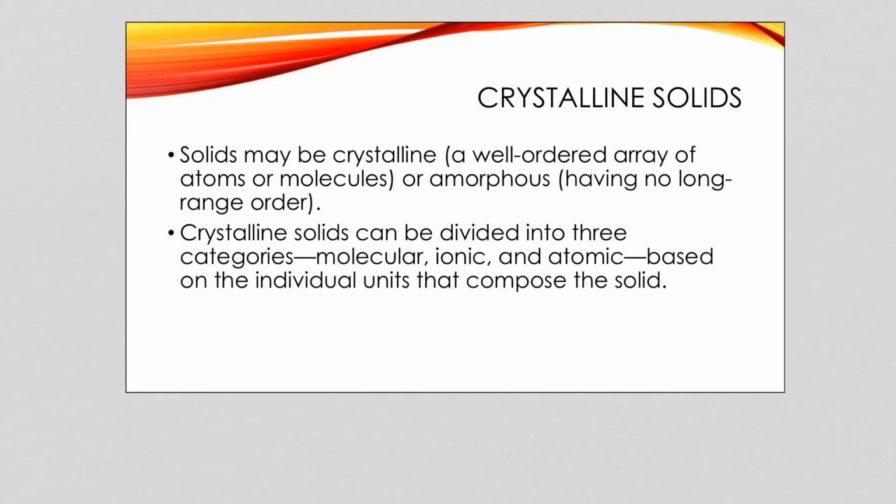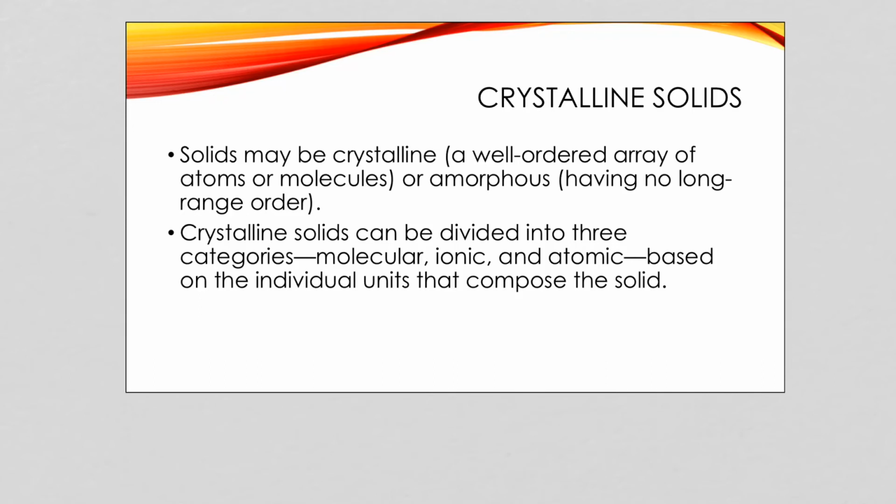Okay, now we're going to shift gears here a bit and talk about our last topic in the chapter, and that is looking at crystalline solids. We're not going to go into too much detail about solids here, but we're going to categorize them. Remember, crystalline is one type of solid. The other type is amorphous.